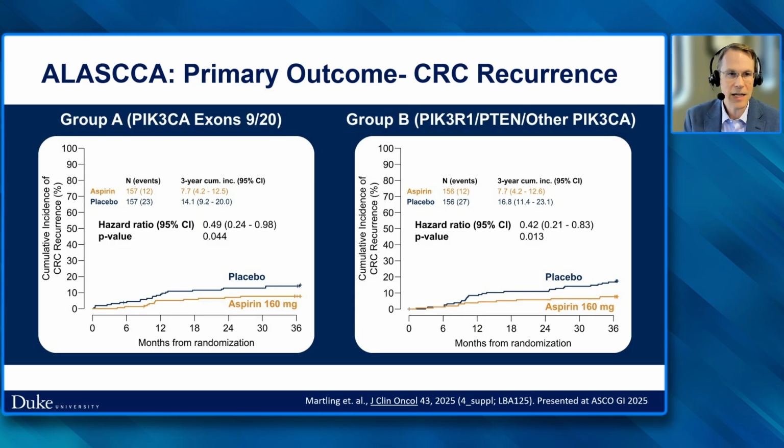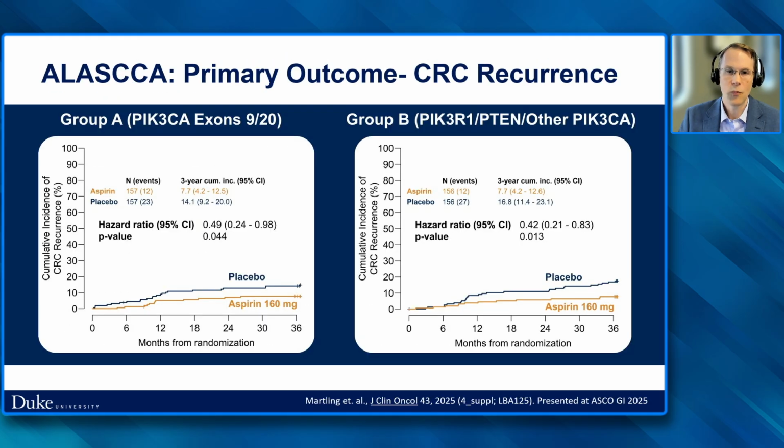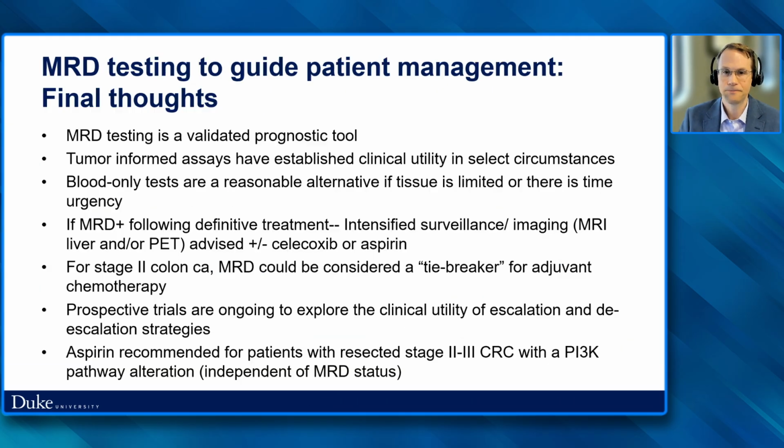And also that extended to these more atypical PI3 kinase pathway alterations as well, with a 60% reduction in the risk of recurrence with just 2 baby aspirin a day. So this has landed in our guidelines now, and many of us now are sending NGS testing for our patients with resected colon and rectal cancer and looking for these alterations and incorporating this data into our practice.